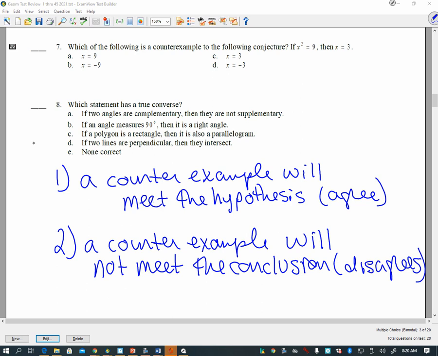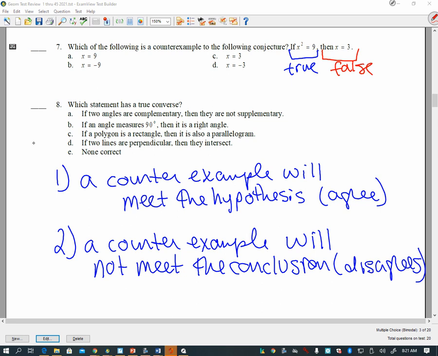So as we look up here at number 7, we are looking for a value for x that when I square it does equal 9, but is not 3. Do you understand? I need a number that when I square it equals 9. It has to match this part. It has to agree. It has to be true here. But when it gets over here, it has to be false. Go ahead. -3. -3 works.